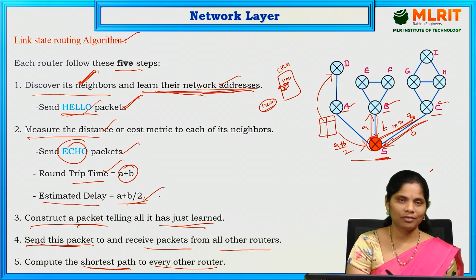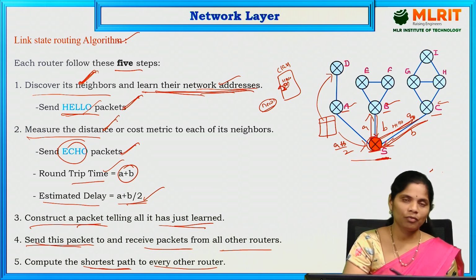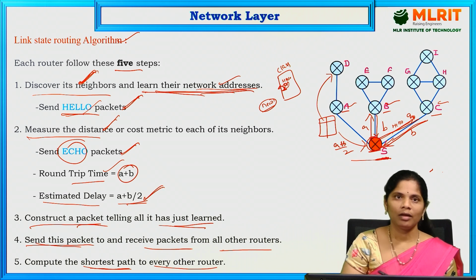Till here we understood. First you have to send the hello, to discover the neighbors. And the next case is, you have to find the distance. How are we going to measure the distance? Using the round trip time and estimated delay, that is a plus b by 2.